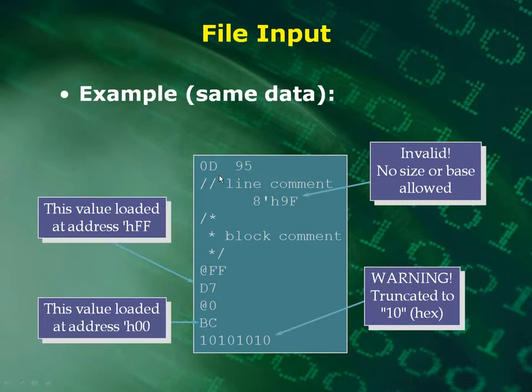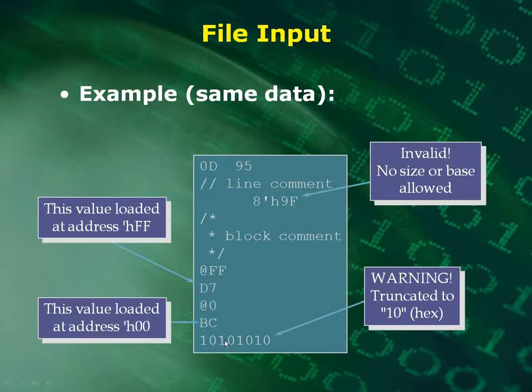Here we have another file. Now this one has hexadecimal values. So here we have a hexadecimal value separated with blank space. Another hexadecimal value, our comments. Again, you can't use the size specifier. Here we've changed the address to FF, so this loads into address FF, and we've changed it to 0, so the BC loads into address 0.